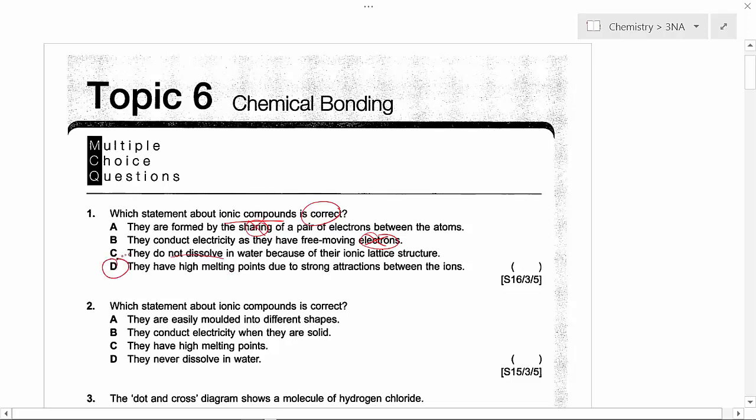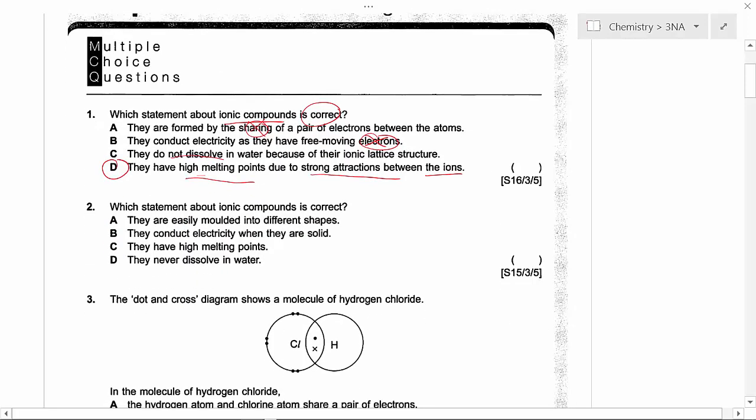So answer is D. This is a typical property of ionic compounds. They have high melting points due to strong attraction between the ions. The oppositely charged ions have strong attraction, so they have high melting point. Answer is D.